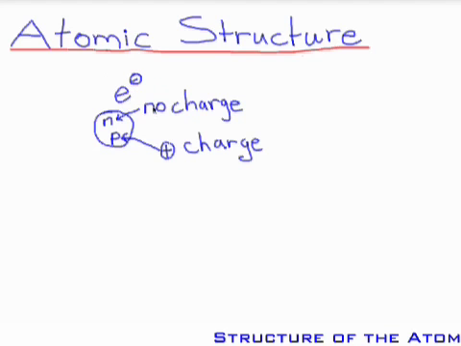Now, in the classical model, the electron can exist anywhere near the nucleus, but in the quantum mechanical model, the electron is quantized or limited to discrete energy levels, and we're going to talk a little more about this. Let's begin by a quick look at the nature of the nucleus.